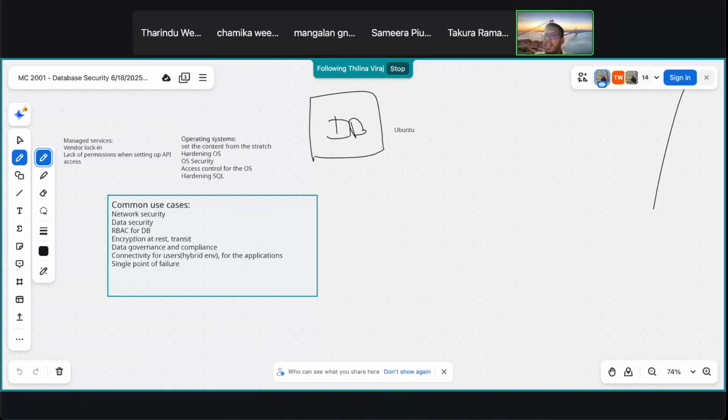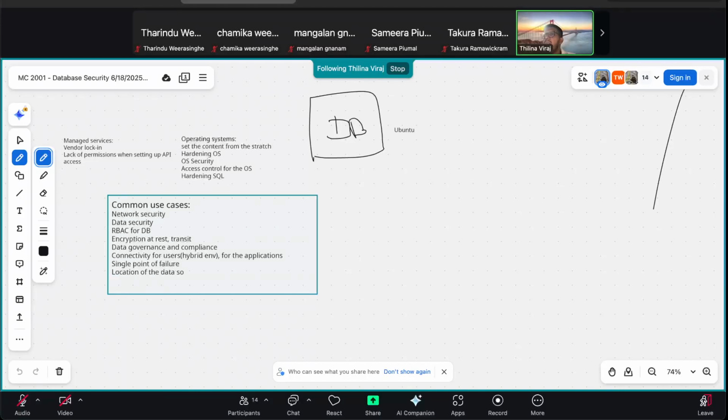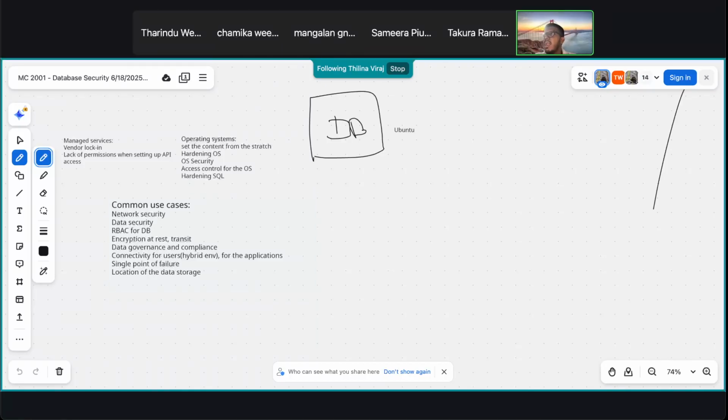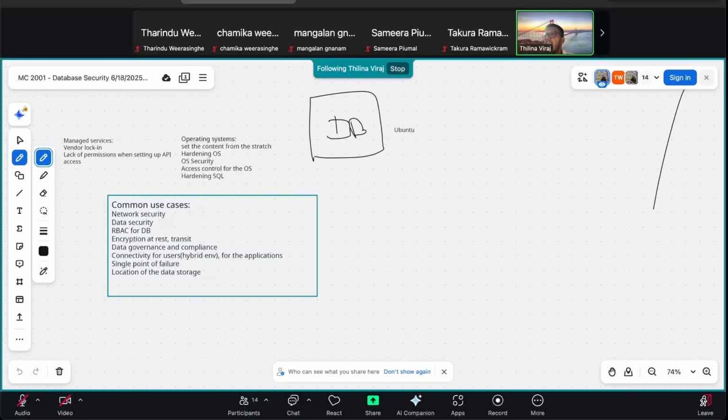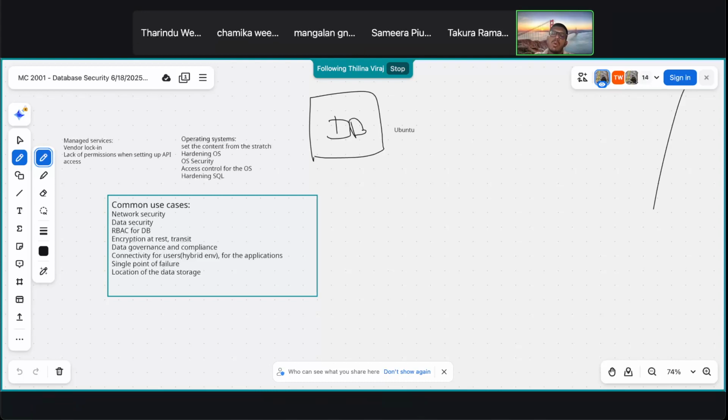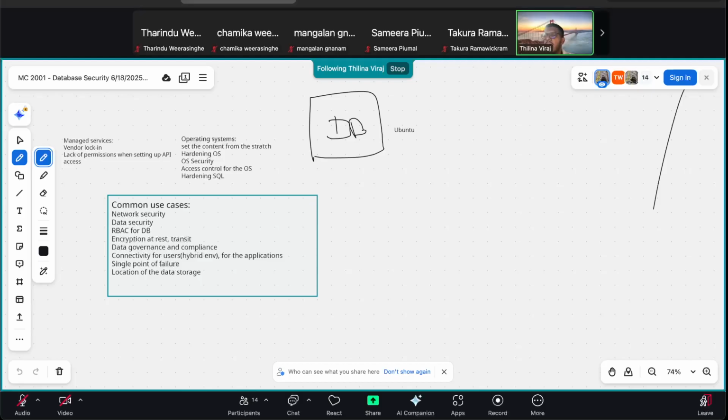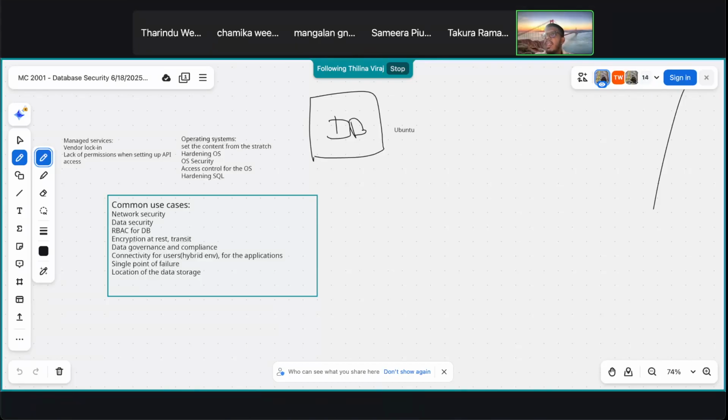So here the thing is the location. Location of the data storage will anyway be a concern if you are in the cloud. But I would say that will be an issue when it comes to the governance and investigation side of it. So take it as a common use case where it will fall into both these buckets, and that is applicable.